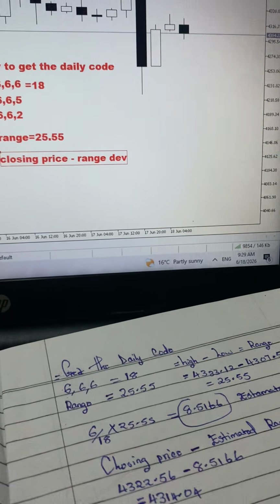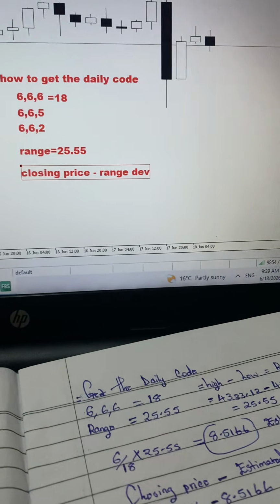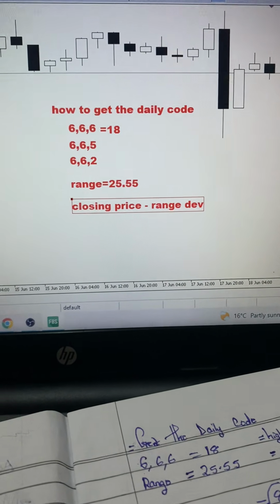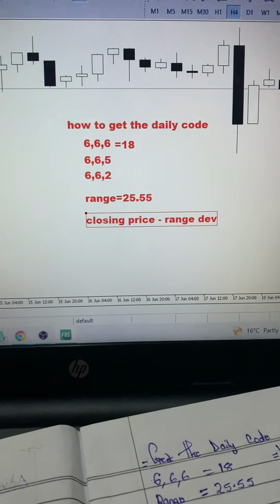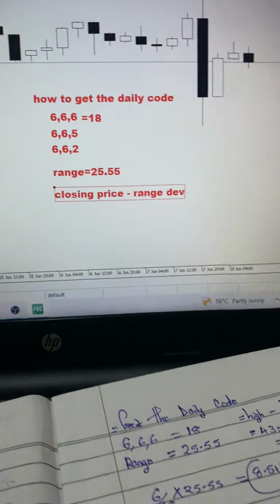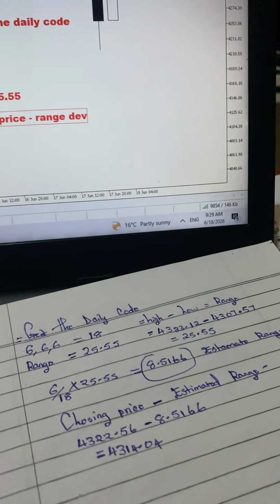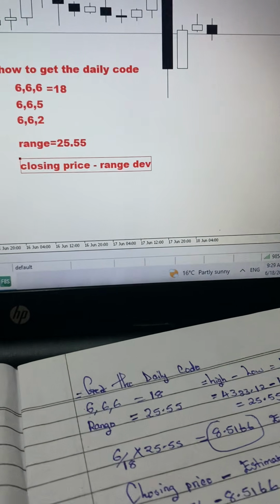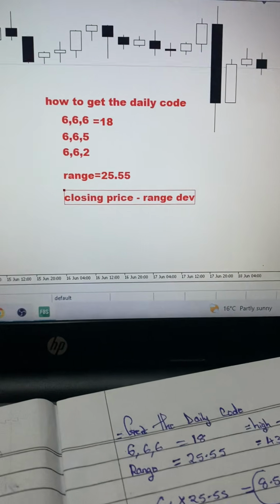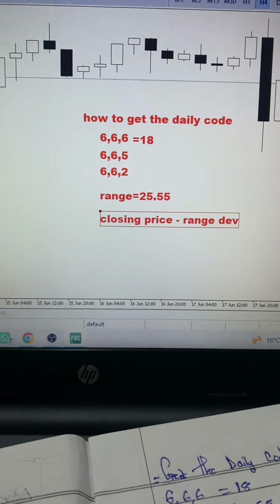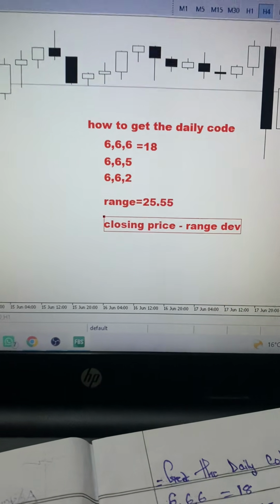This is how you walk around with the daily code. First, you need to know how to identify the daily code. And then, after I teach you how to identify the daily code, I will teach you how you walk around with it. Now I need you to pay attention. First, you need to know how to get the daily code.